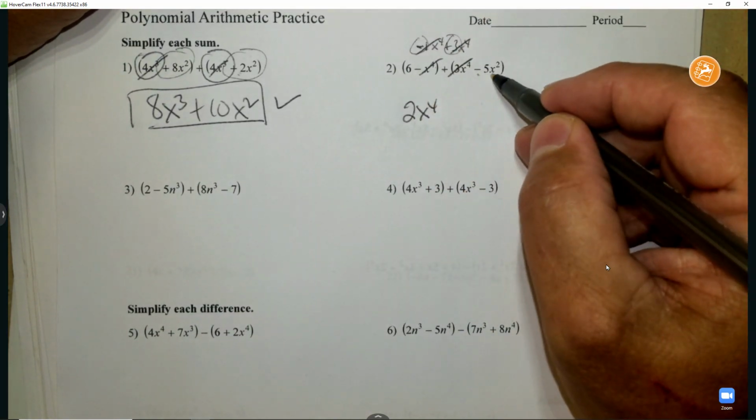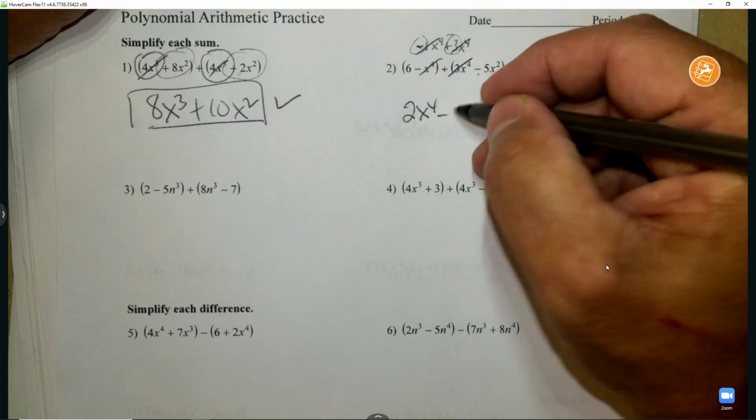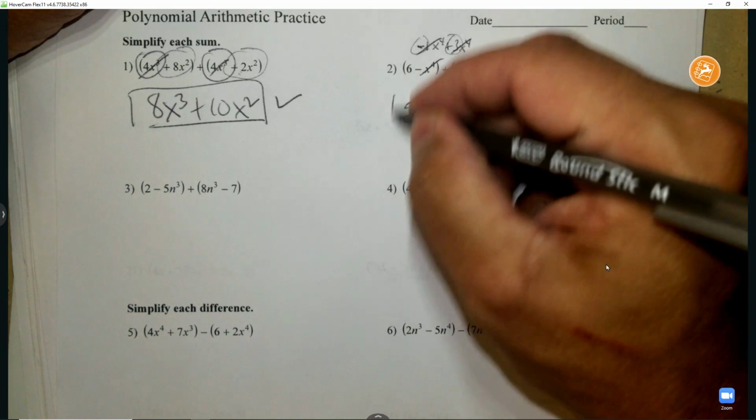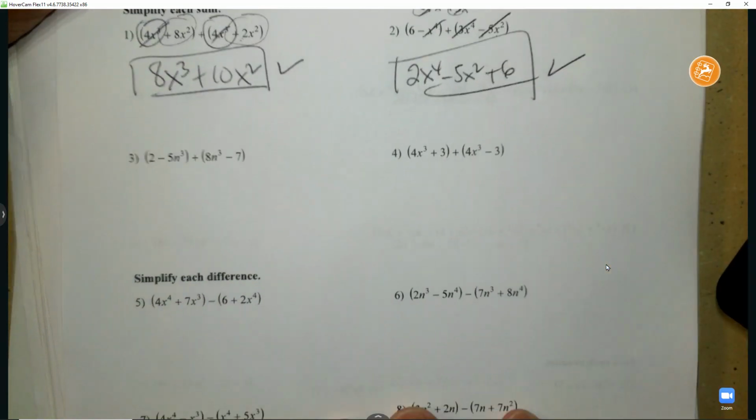I have a negative 5x squared. There's no other like terms. And a positive 6. No other like terms. Done. Number 3.